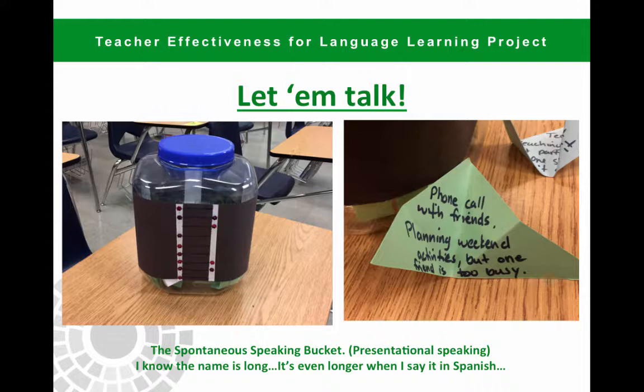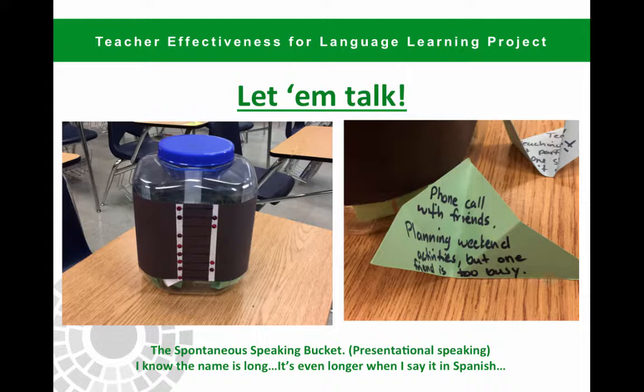So let's talk about a couple of ideas. Here's my first idea that I use in the classroom. This is the spontaneous speaking bucket, which I know has a long title, but it's not anything I had to buy. It was going in the trash. It was filled with animal crackers, and now it's the spontaneous speaking bucket. Basically, inside I just have slips of paper, and I have written different situations on them.